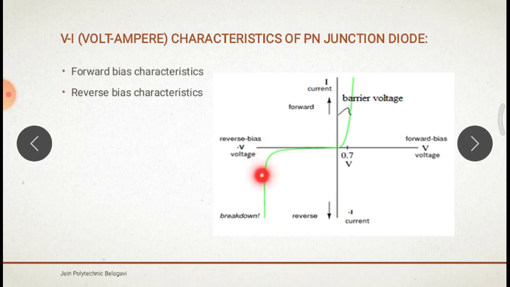After breakdown the current starts to increase, but the diode will become damaged. You can call it the reverse saturation current, but the diode gets damaged in that condition. So usually we operate the diode in the forward bias condition only. In the reverse bias, only after giving very high voltage does the potential barrier break down and the current start to increase, but it will damage the diode. So this is about the VI, voltage and current, characteristics: voltage on the x-axis, current on the y-axis. These are the VI characteristics of the PN junction diode.